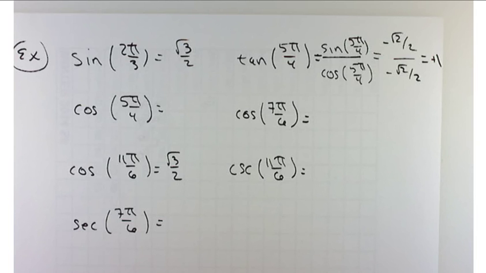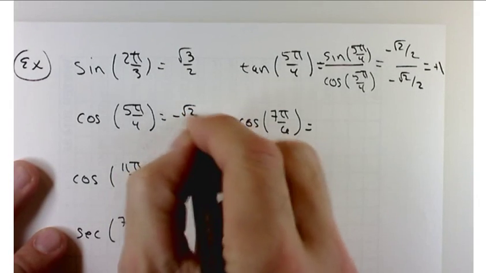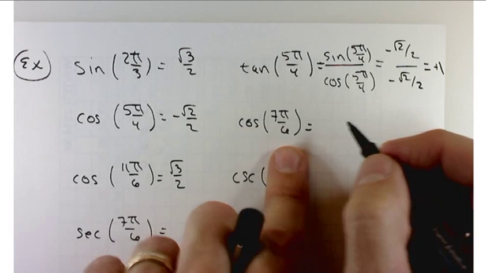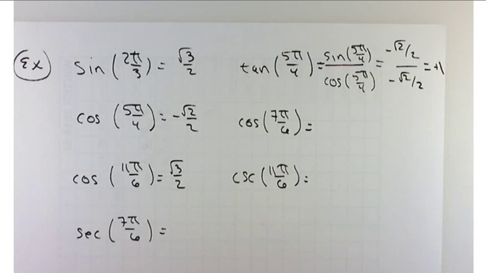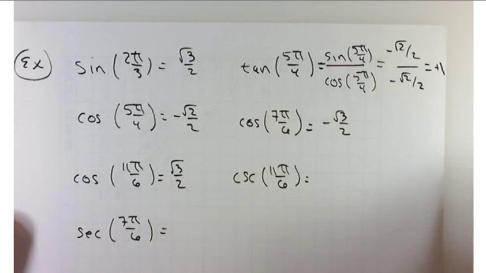Let's take a look at these. Actually, I guess we kind of already did this one, right? This one is negative root 2 over 2. Cosine of 7 pi over 6. What's that one going to equal? Negative root 3 over 2.